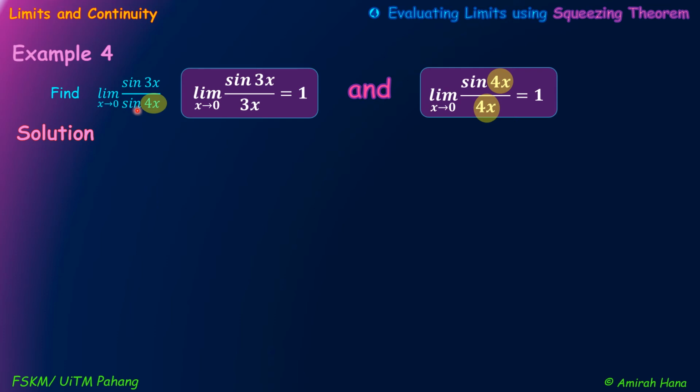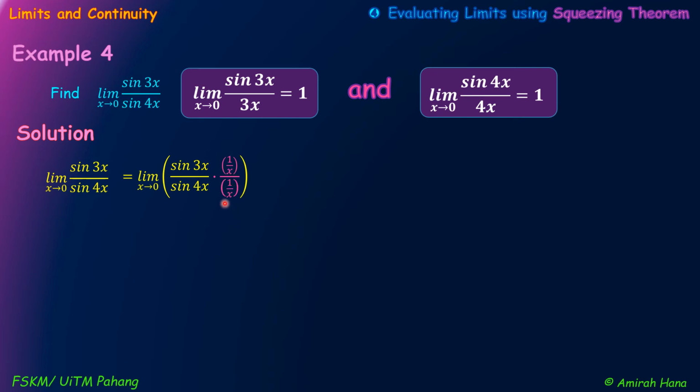But in the given question, we have a trigo function in the denominator. So what should we do? In this case, if we have a fraction with both numerator and denominator in trigonometric functions, we first need to multiply by 1 over x over 1 over x. Why? This is actually equal to 1, because we have the same numerator and denominator.